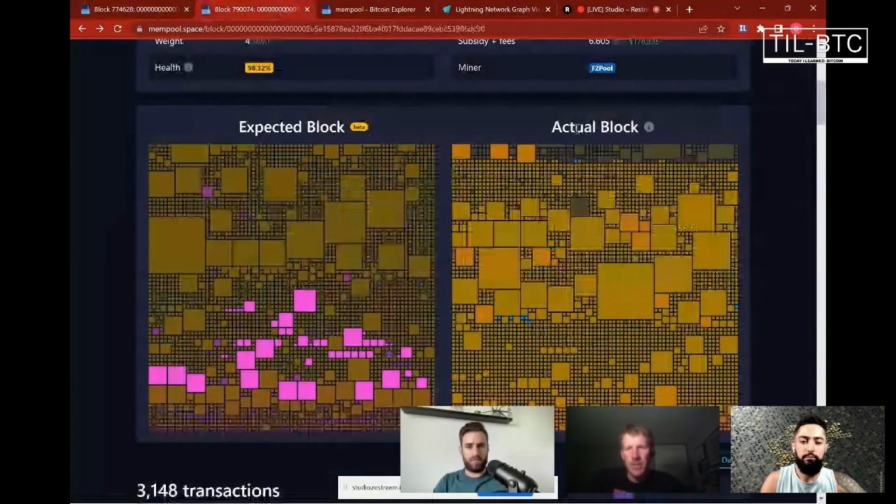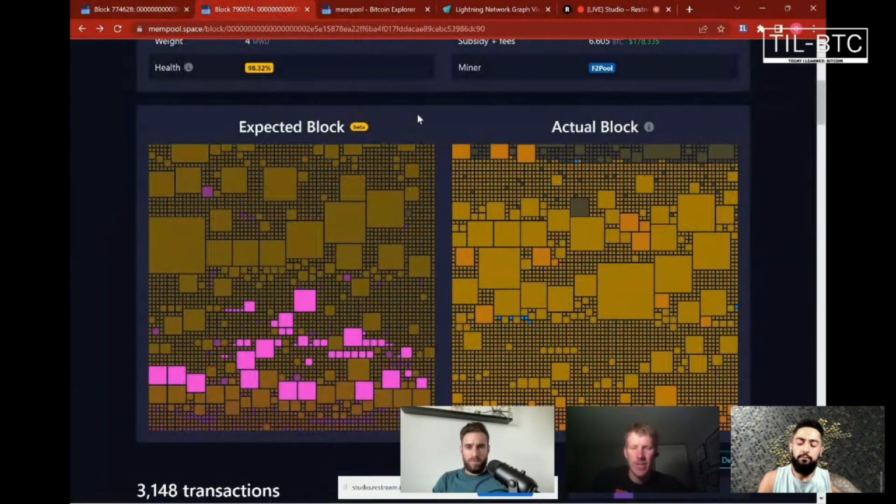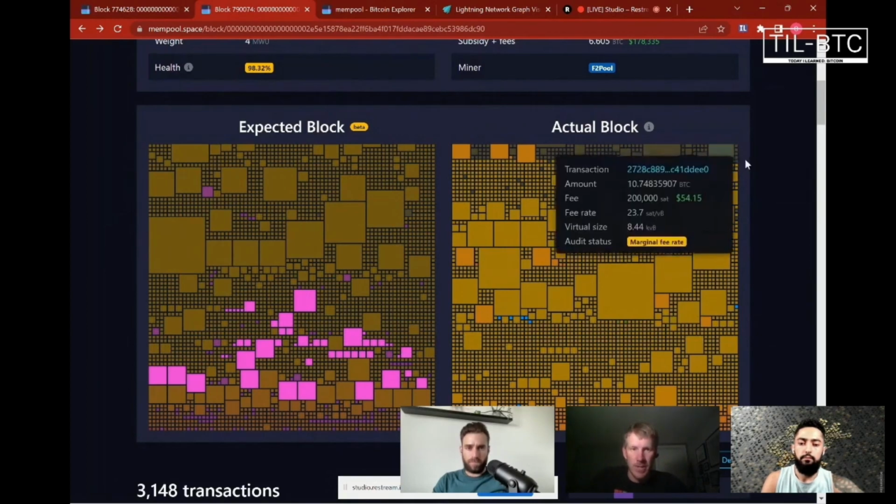Yeah, so this is the one I want to go through. Basically this is the expected block. Mempool.Space is looking at the transactions sitting in the mempool and saying, if we were to mine a block, this is what we would mine. We would mine a block with these transactions. It would make the most money. Okay, and then what actually happened was this.